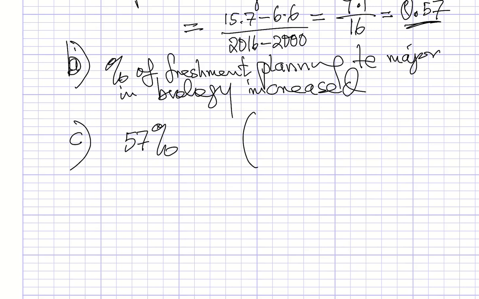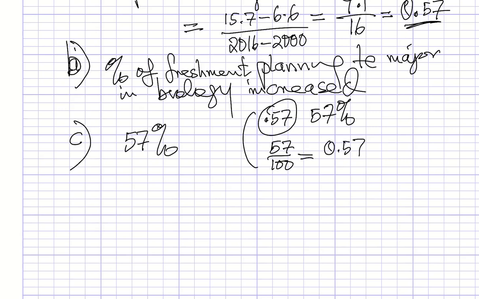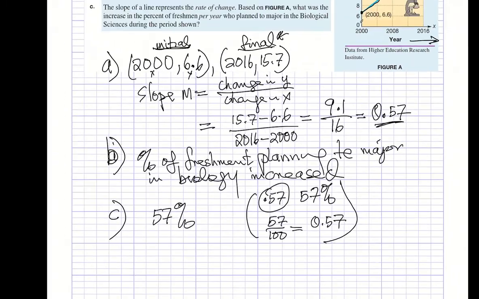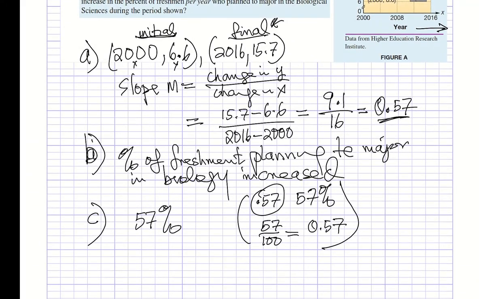Remember we talked about this: 0.57 can be written as 57%, because 57% means 57 over 100, and that's the same thing as 0.57. So make sure you keep that in mind. Don't get confused. So the percentage is 57%, and that means they approximately increased 57%. That's all. So we're done with that problem. We'll move on to something else.